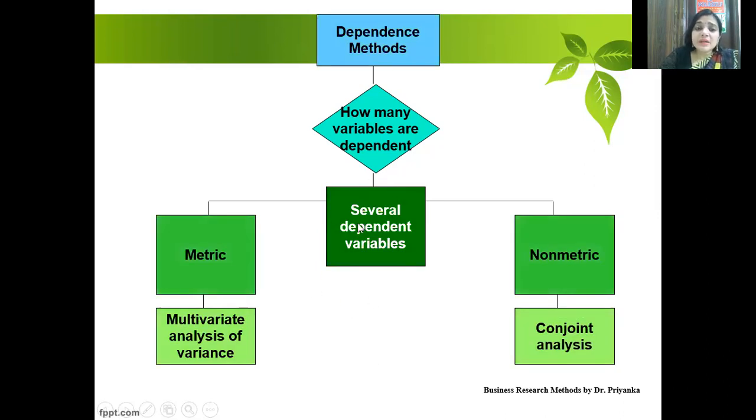If you have several dependent variables for dependence methods, and you have metric data, that means interval or ratio scale data, then you will be going with multivariate analysis of variance, that means multivariate ANOVA, popularly known as MANOVA. If you have several dependent variables and not metric data, then you will be going with conjoint analysis. This is a kind of replacement for MANOVA for non-metric data.